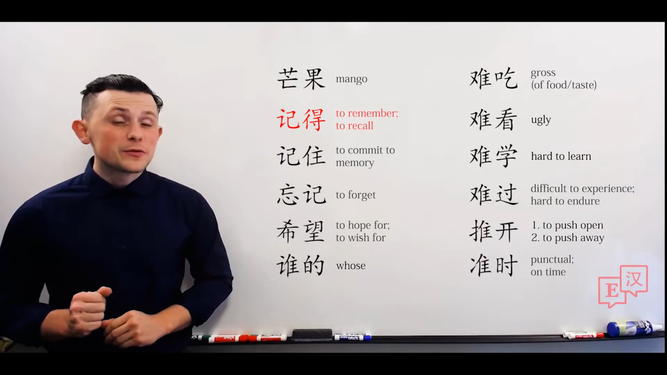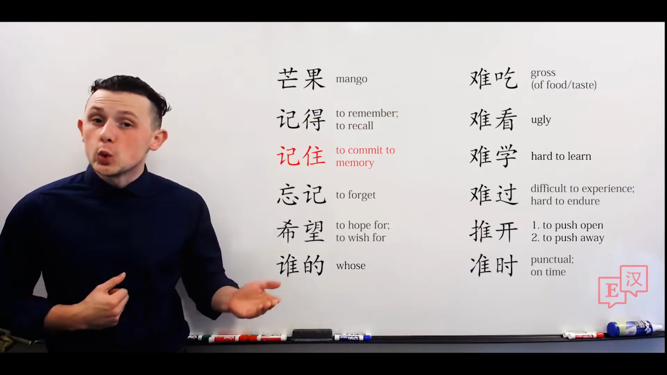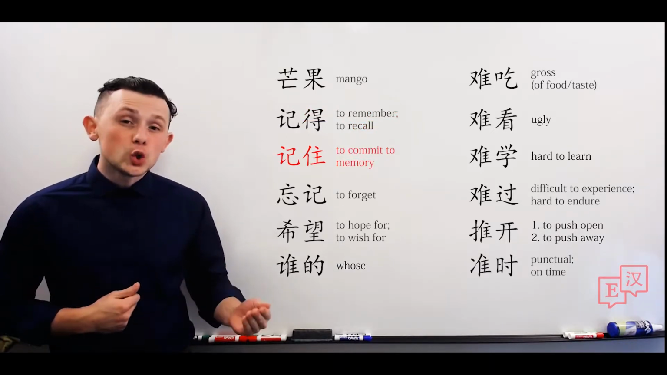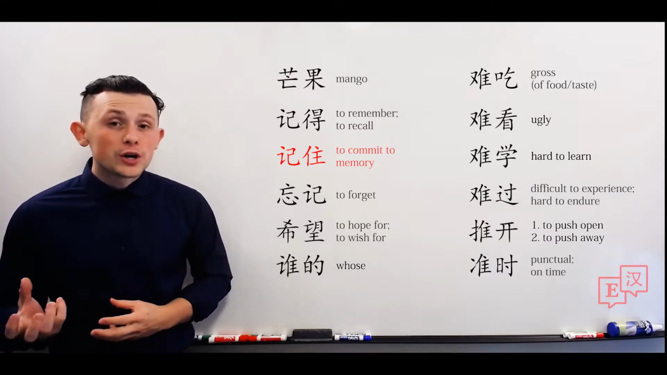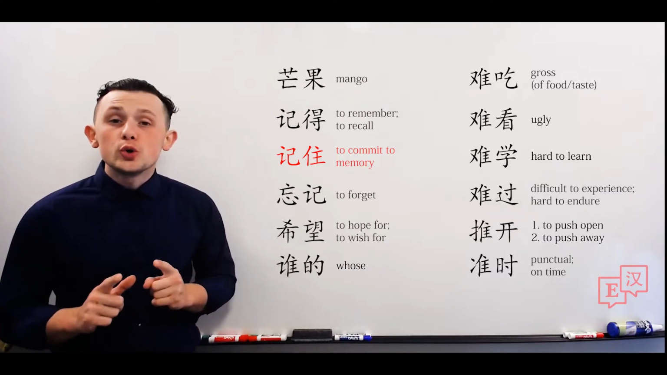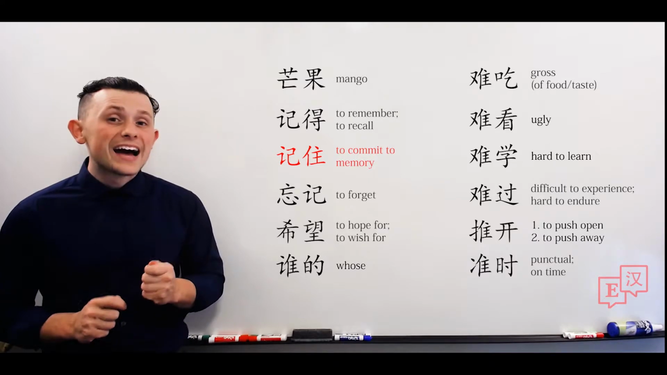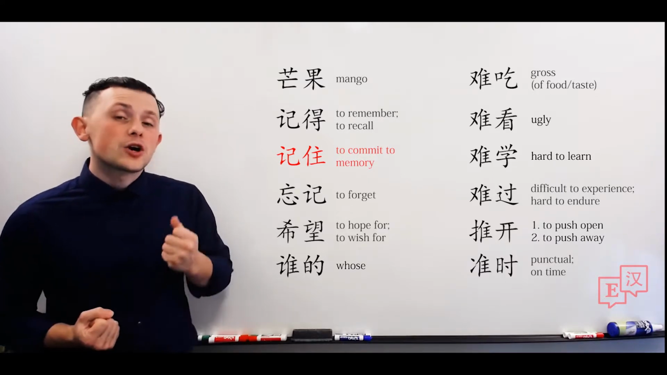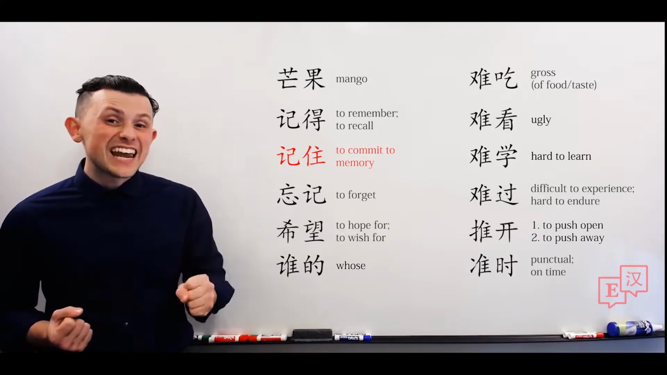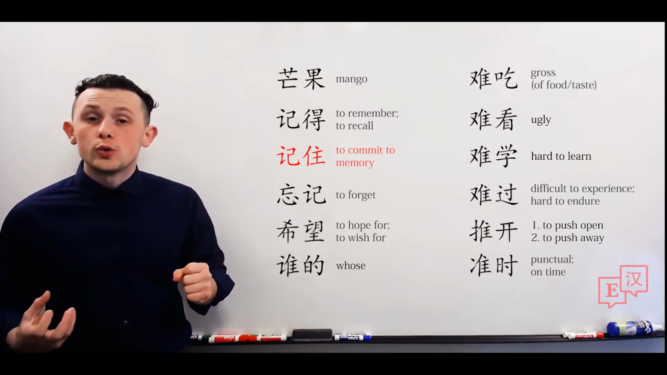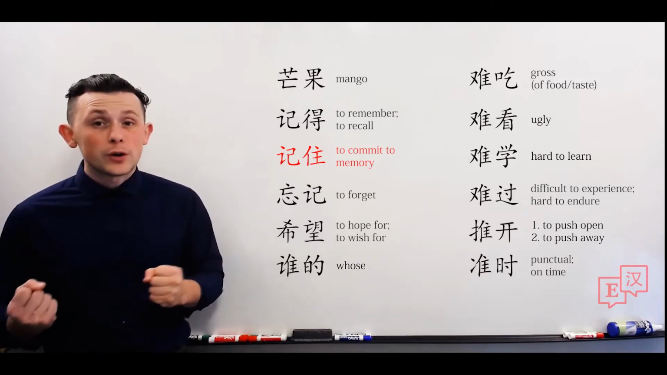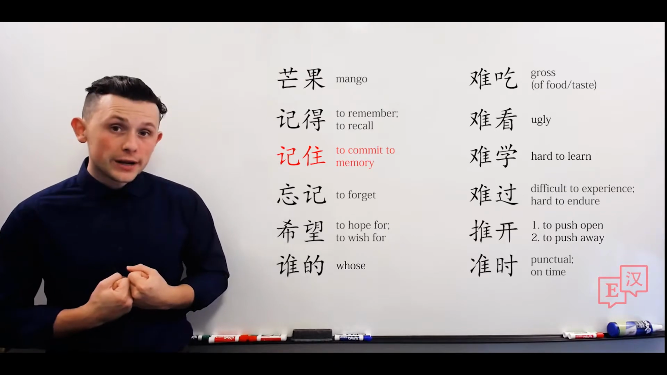Now we separate this from the concept 记住, which is to remember and to reside at. 住 has another meaning as to hold. It is a common complement for things that stay or hold. So 记住 is to hold something in memory or to commit to memory.